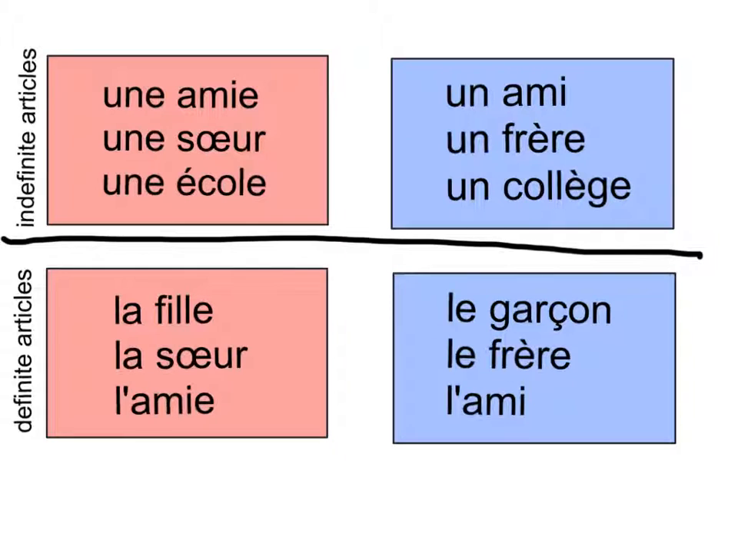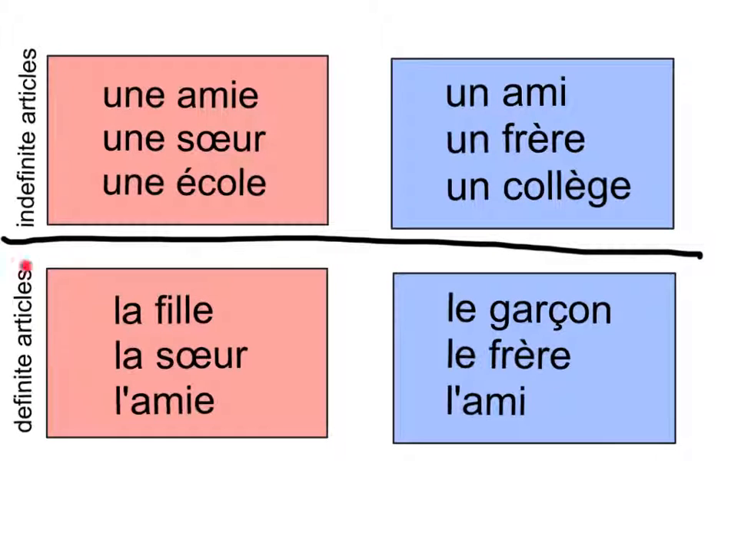For indefinite articles at the top, we have une amie, une sœur, une école. These are all feminine. If it has une, it's a feminine word. Also, still for indefinite articles, we have some masculine words. Un ami, un frère, un collège. We know that all of these are masculine words because they start with un.